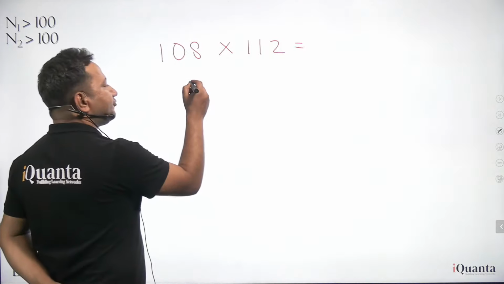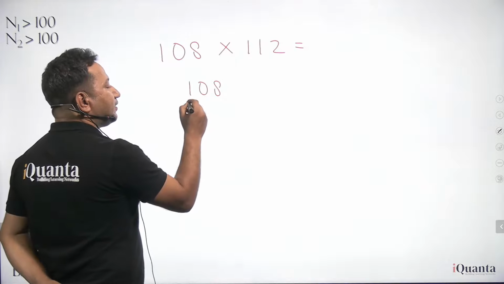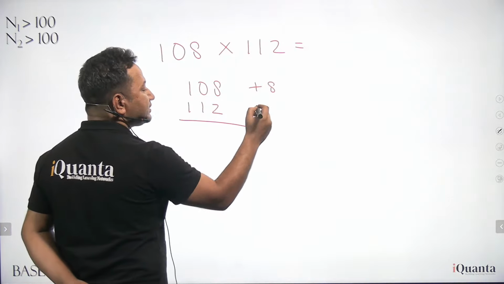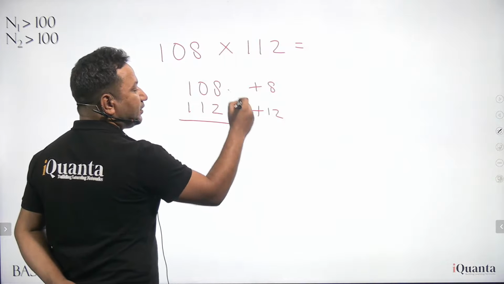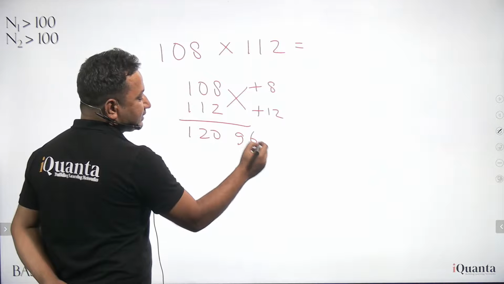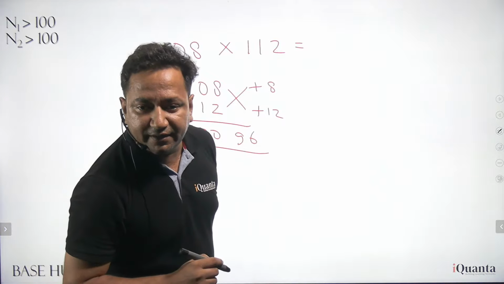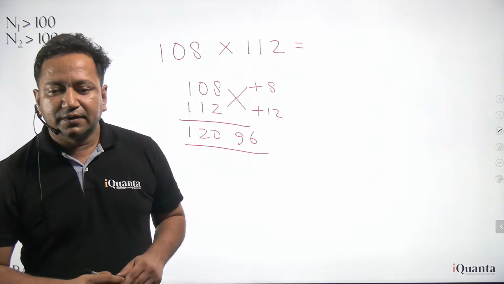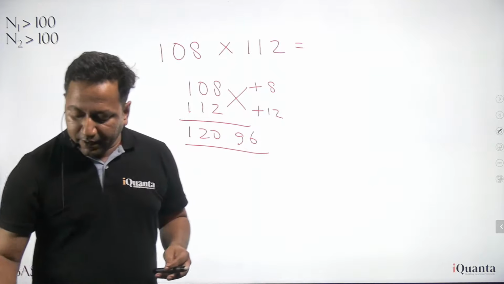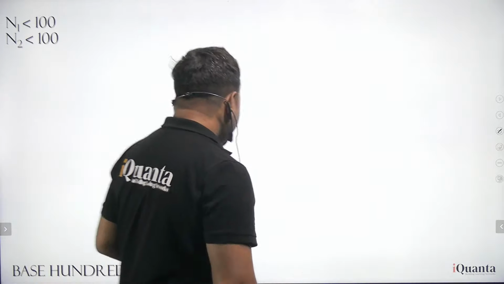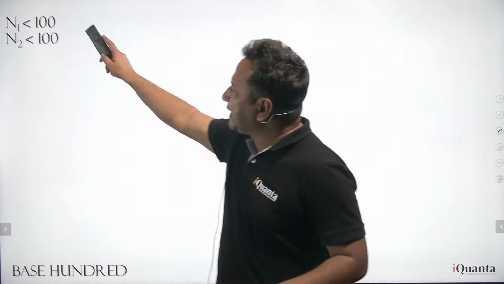So here, if we do it, this one is 8 more, this one is 12 more. Now if I add, I get 120, and 12 8s are 96. So all of you have found the correct answer. Very good. Nice. Well done. Now going to next variation in which the numbers will be less than 100.